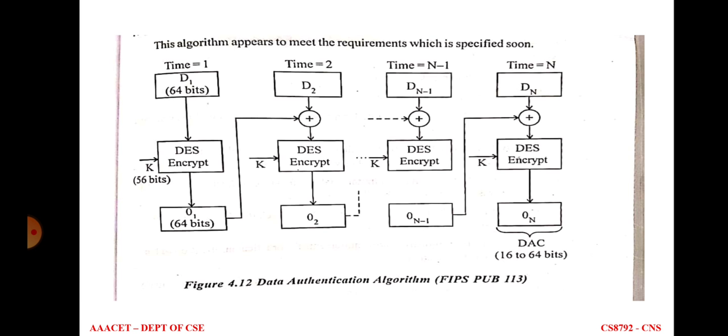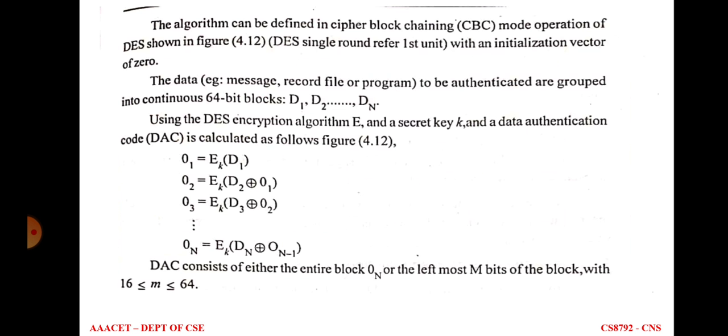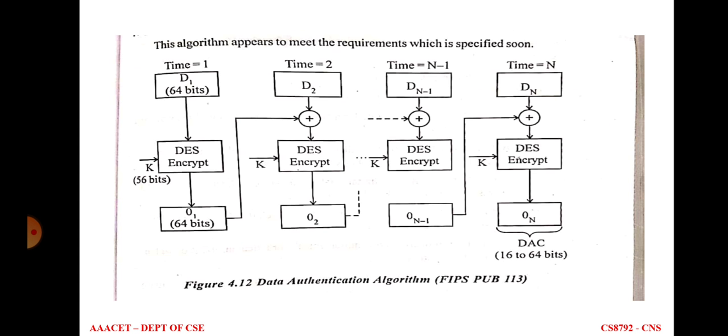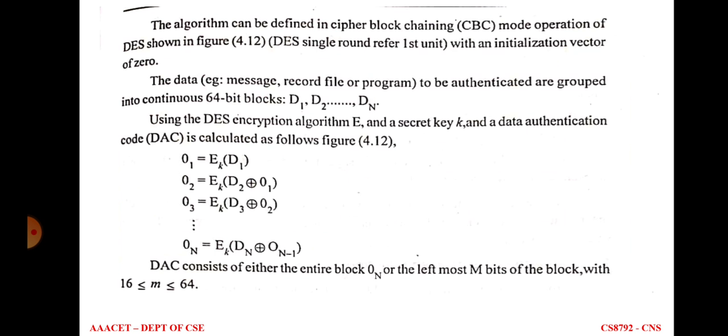That output is given to the next block along with its input, which performs the XOR operation and again performs encryption to produce a 64 bit ciphertext. This process goes on until all the plaintext blocks are processed. The algorithm can be defined in CBC, that is the cipher block chaining mode of operation of DES. The data to be authenticated is grouped into contiguous 64 bit blocks, because the plaintext is split into several blocks.